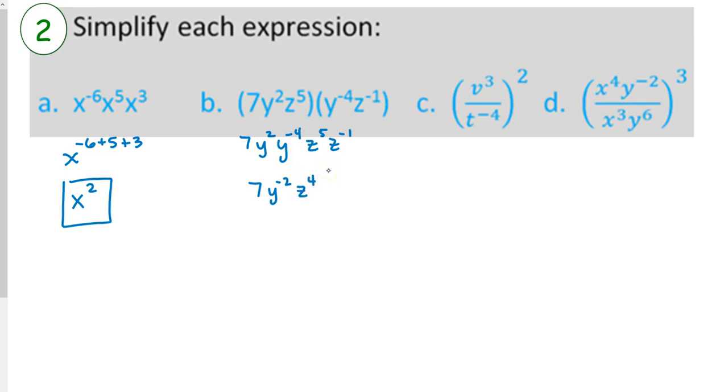Now here's the thing. If you're going to simplify, you're not supposed to leave a negative exponent in your answer. So then we can write this as 7z to the 4th over y squared, using that negative exponent property.